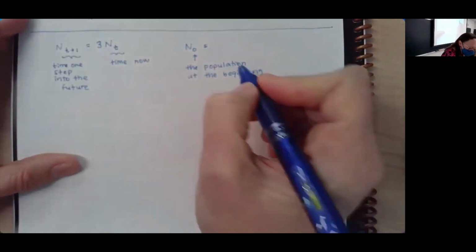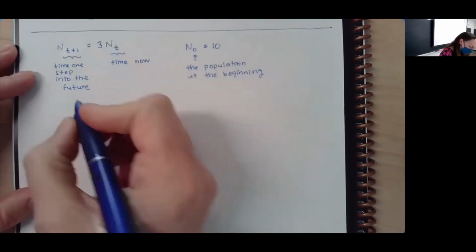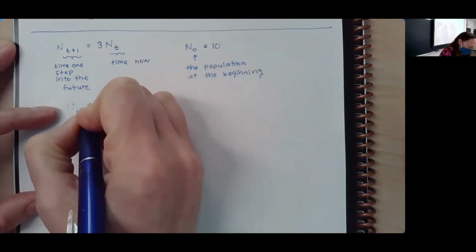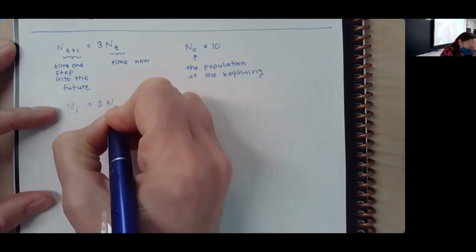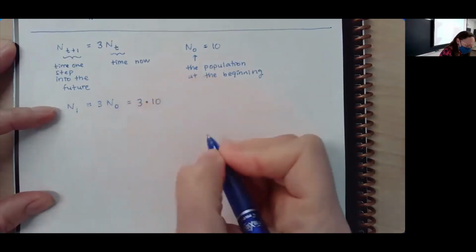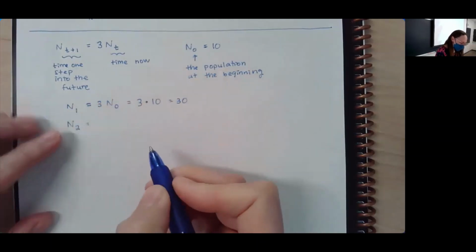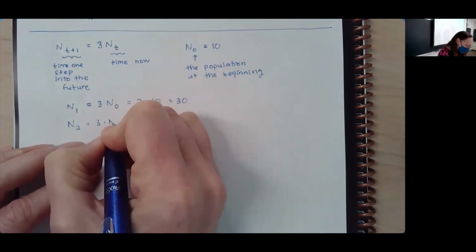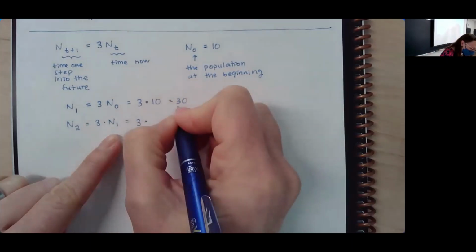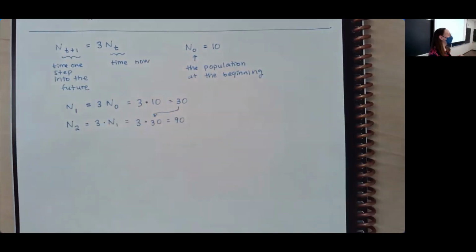So if I said that in the beginning, my population was 10, then this notation says, if I want to know what my population is at the next time step, I would do 3 times the population right now. In other words, I'd have 3 times 10, and I'd get 30. If I look at the next time step, that would be 3 times the value that we had one time step previous. So that would be 3 times the 30 we just got, and I would be at 90. And we could keep going with this.